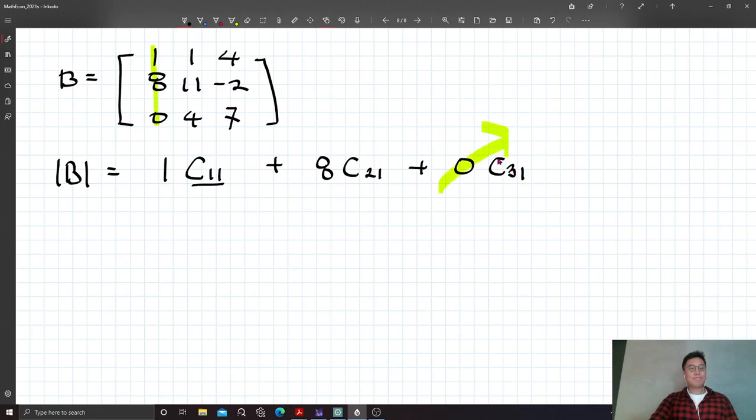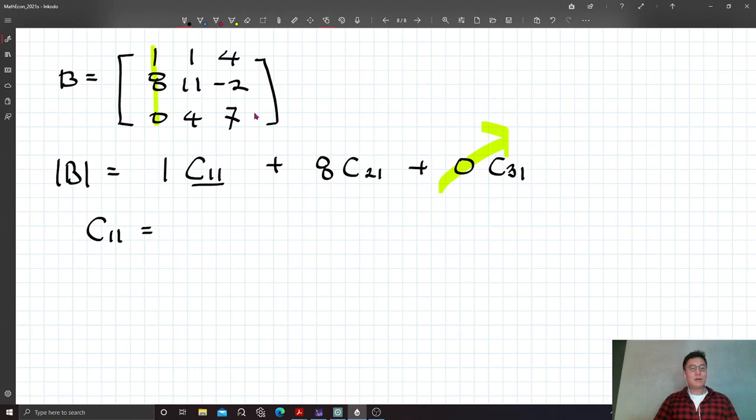And C sub 1,1, the first cofactor: after elimination of the first row and first column, we are left with this 2 by 2, whose determinant is 77 plus 8, so 85. And C sub 2,1: eliminating the second row and the first column, we are left with this 2 by 2, 1, 4, 4, 7, whose determinant is 7 minus 16.